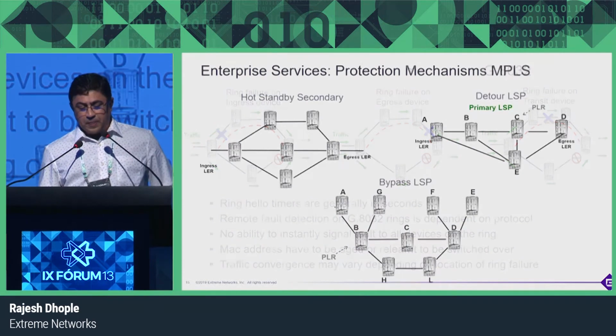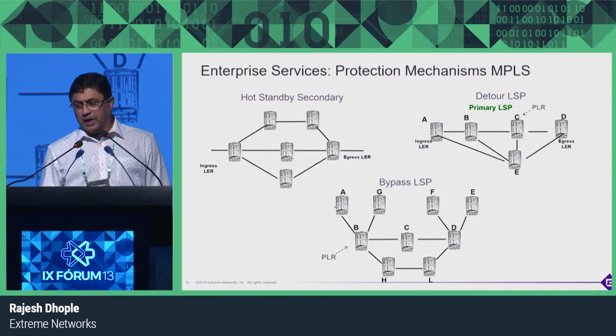If you look at an MPLS mechanism on ring-based systems, there are essentially three options you have. You can do hot standby secondaries, you can do detour LSPs, or you can do bypass LSPs.